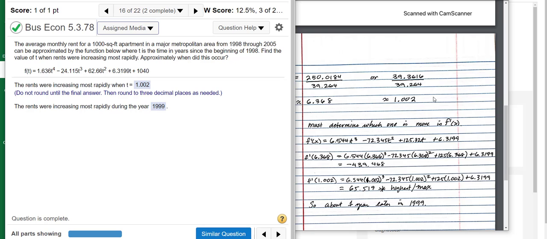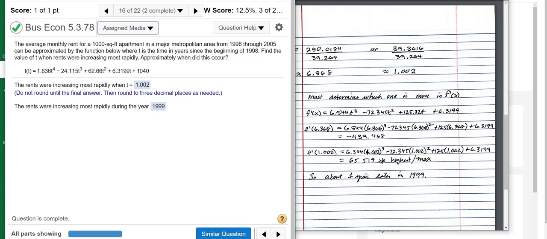Now, we know that it's going to happen at one of these inflection points, but we don't want to look at the second derivative here. We want to look at the first derivative, which tells us it's increasing. Where is it increasing most? So we put this into the first derivative, and in one case we get a negative, and the other case we get a 65. So this is the maximum one of those two. So that occurred at 1.002.